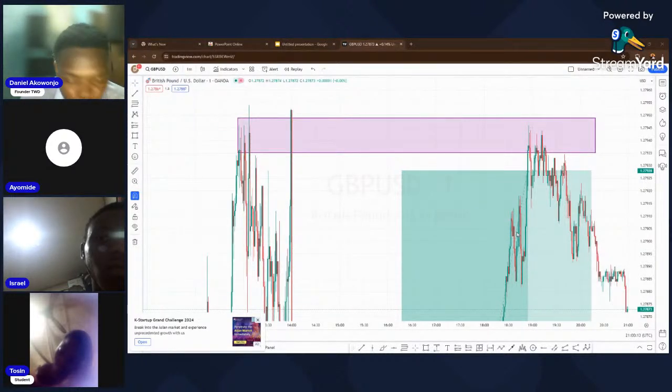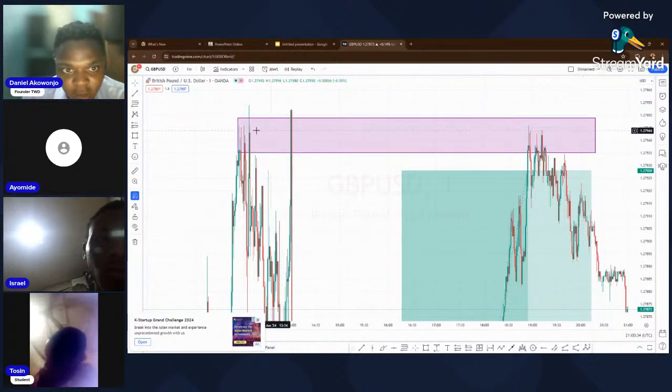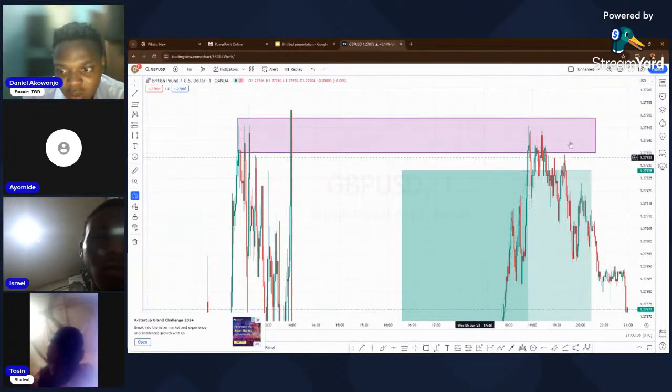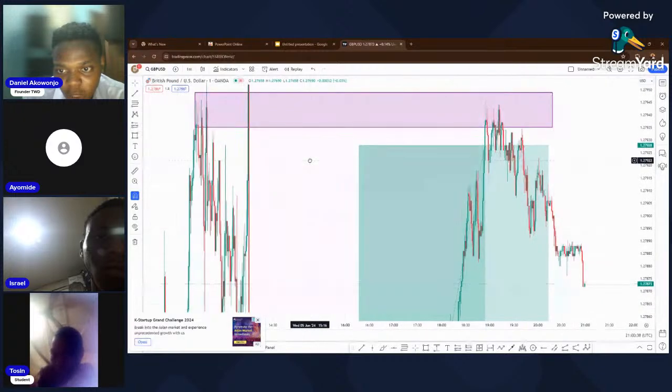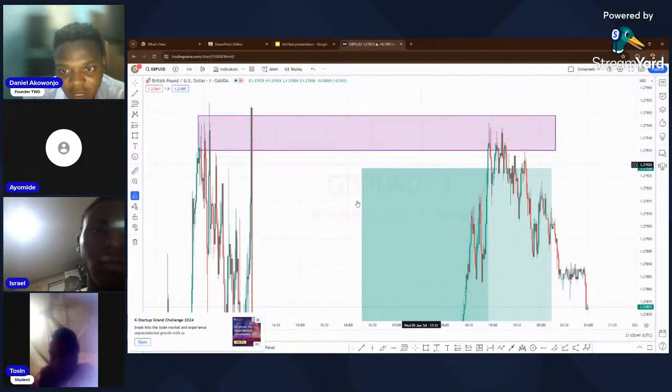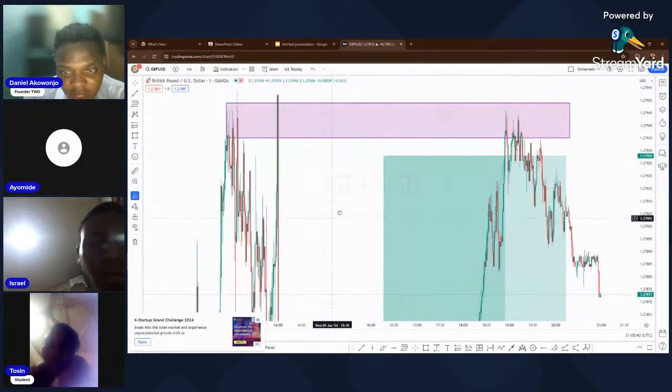So now, the support zone can also be called the demand zone, right? The demand zone, while it can also be called a ground. Just like the floor of the market where price is trying to bounce up from. You understand? So when price gets to this point, it forms a resistance zone. It resists price from moving further. Okay, I guess that makes sense, right? Good.